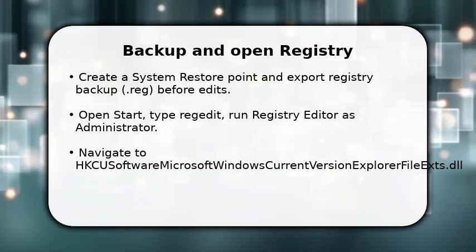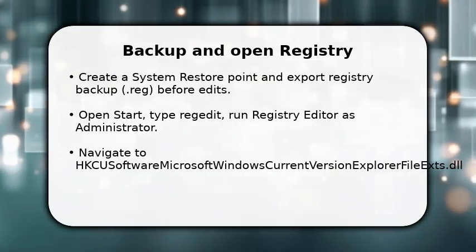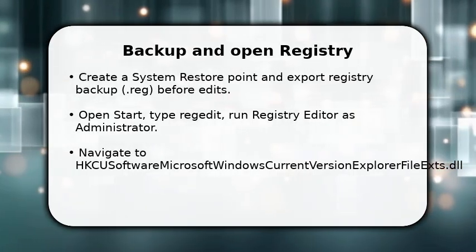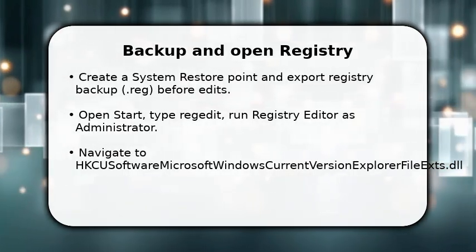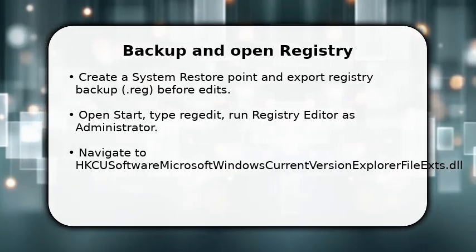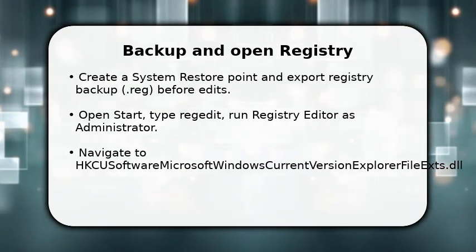Navigate directly to HKEY_CURRENT_USER, then Software, Microsoft, Windows, CurrentVersion, Explorer, FileExts, and select the .dll key. This is the key that stores per-user association info. You're targeting only the FileExts\.dll branch so you don't disturb global system bindings.